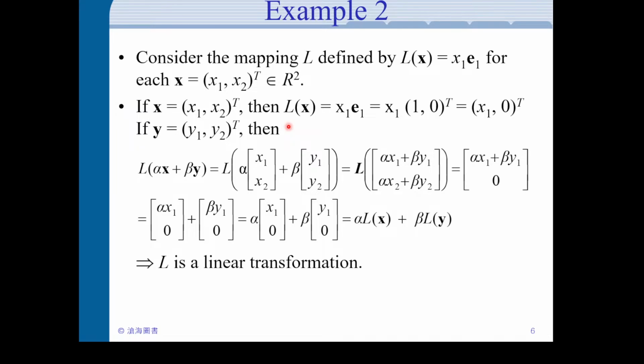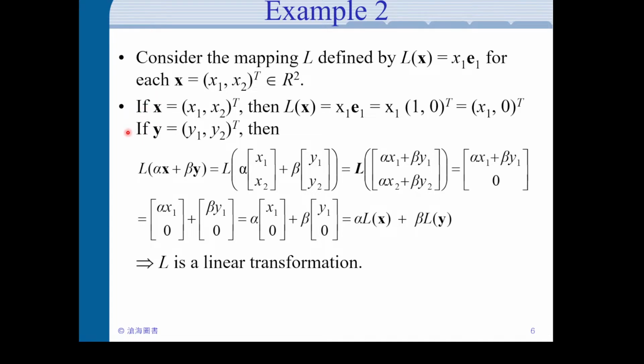Okay. And this example is, well, this is not one-to-one anymore. So we have L of x equal to x1 e1. If your x is x1, x2, so basically we throw away the second coordinate, and so L of x is just x1 e1.